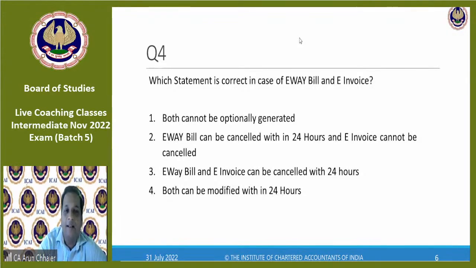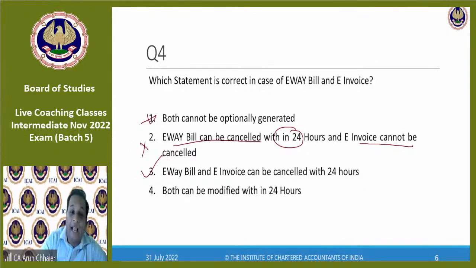E-invoicing optionally is not allowed. E-way bill is allowed. So option number 1 is not correct. Okay, let's move to the other. E-way bill can be cancelled in 24 hours and even e-invoice can also be cancelled in 24 hours. So that is not correct as stated. It can be modified. Sir, neither e-way bill nor e-invoice can be modified. So this is also not correct. So the right answer is option 3.